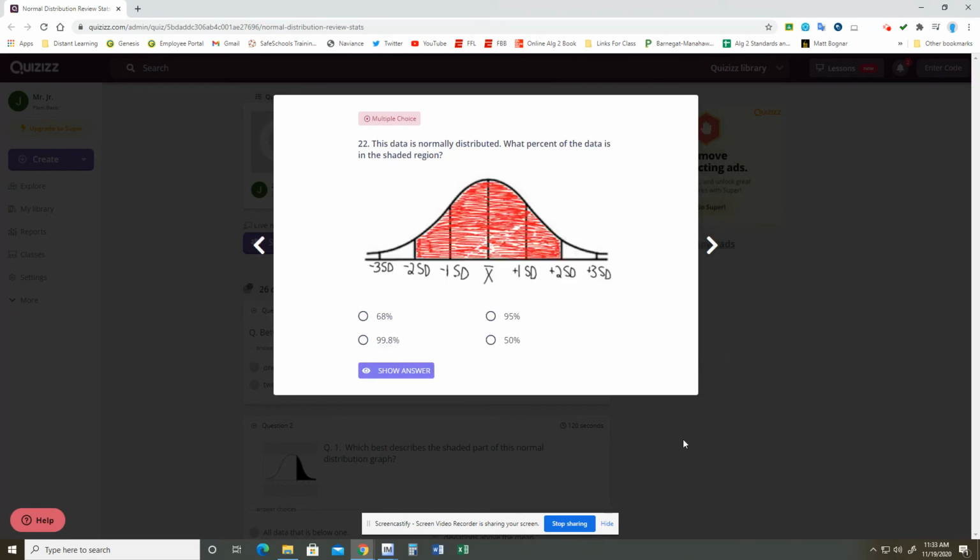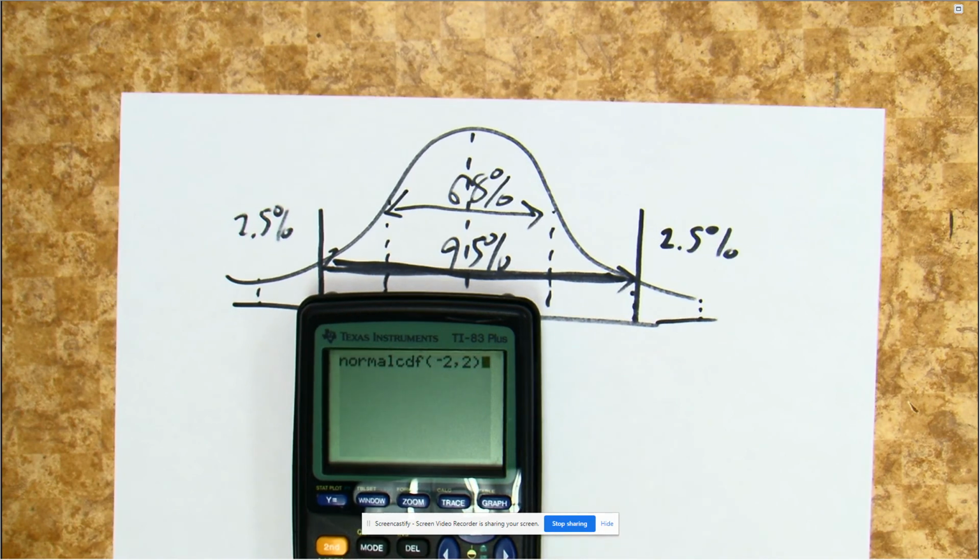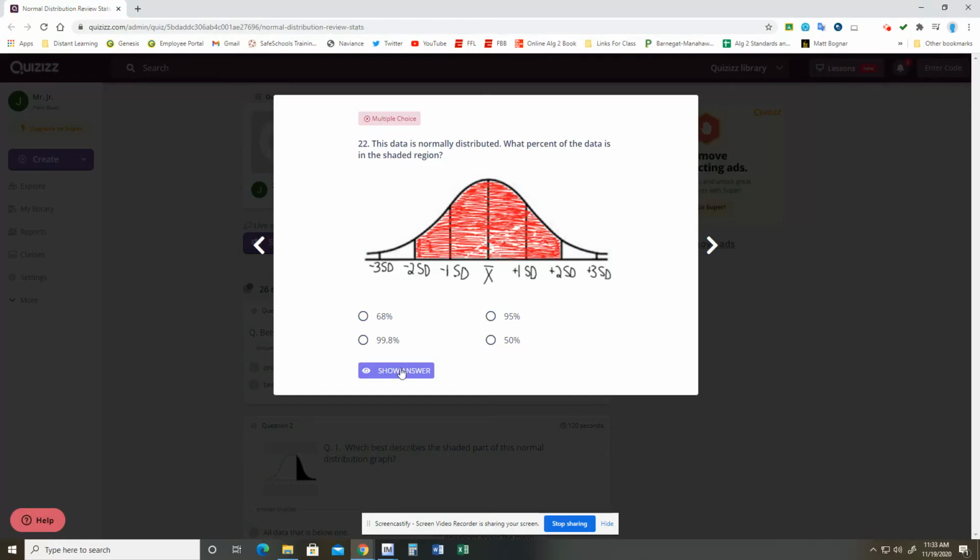Number 22. The data is normally distributed. What percent of the data is in the shaded region? Again, this is the empirical rule. -2 to +2 standard deviations away from the mean. If I were to do this on the calculator, normal CDF, -2, +2, it wouldn't give me exactly 95%. It would give me something that's approximate to 95%, as you can see there. But that is why this answer is indeed 95%.